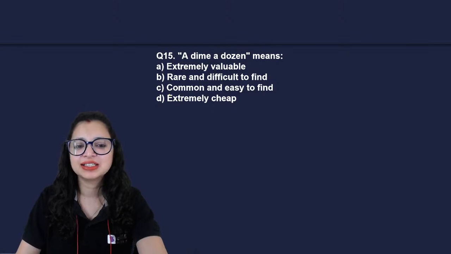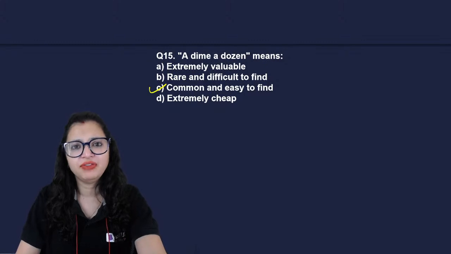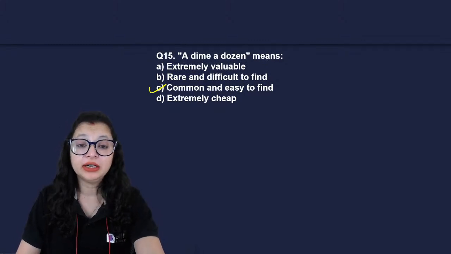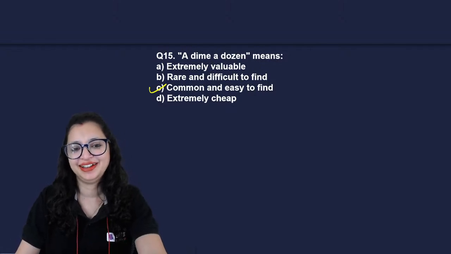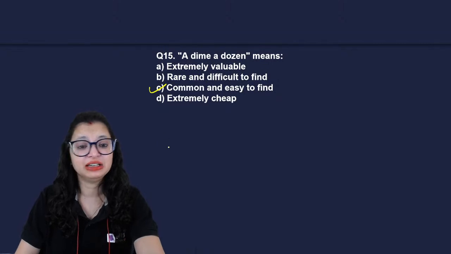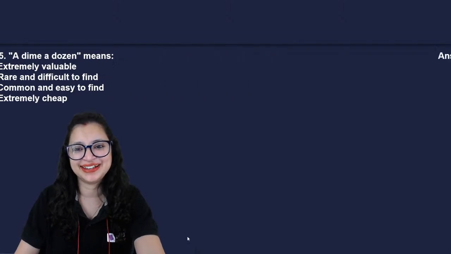A dime a dozen is something very, very common, very, very easy to find. Not something rare. Everyone will have 1 rupee. Even beggars ask for 5 rupees or 10 rupees these days because 1 rupee, everyone has it. So a dime is like 1 rupee, 1 paisa. Everyone has that. C, very common and easy to find is the answer.